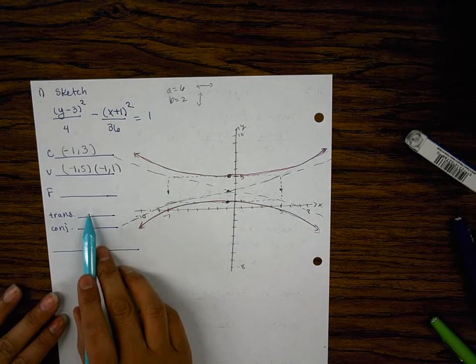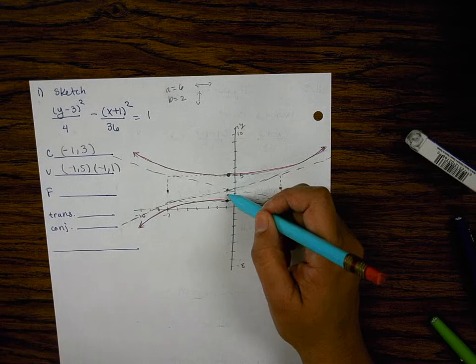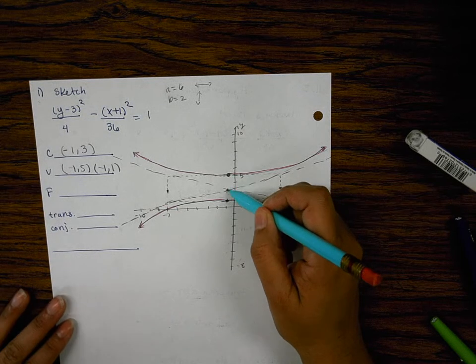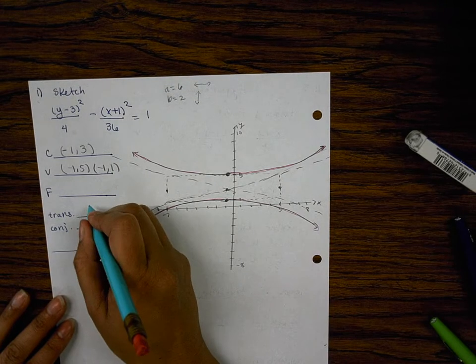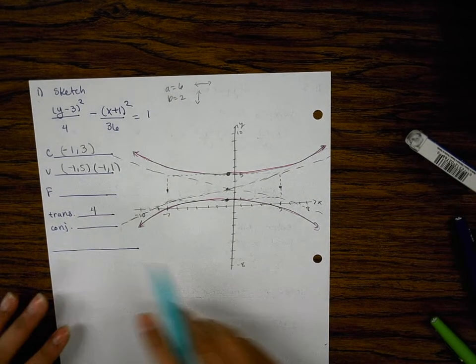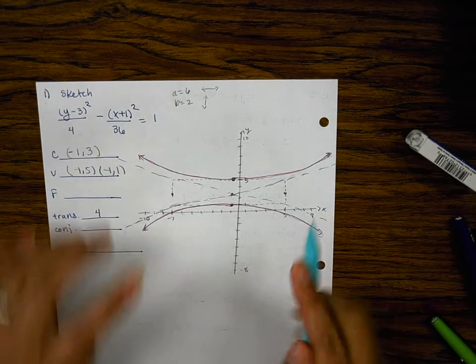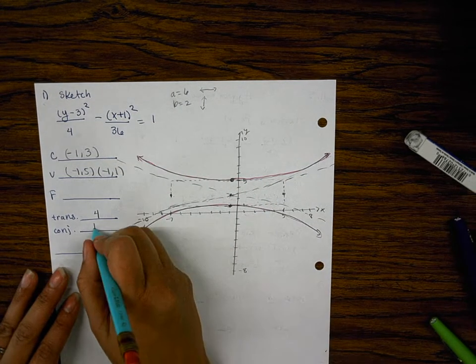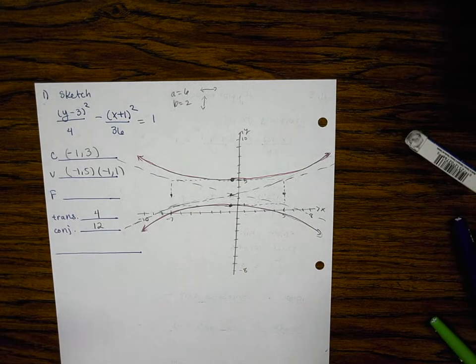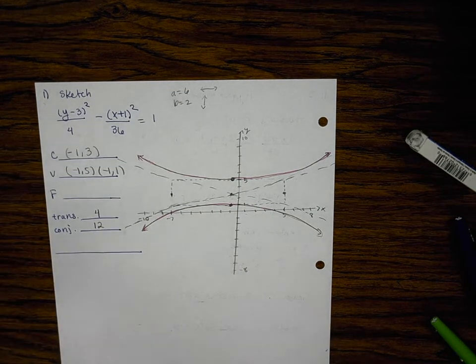Let's do transverse and conjugate really quick, because they're easy. Transverse is the length between your two vertices, which happens to be the smaller ones. They could be the longest, but in this case, they are the smaller. From here, I went up and down 2, total length of 4. Conjugate is the length between the 2 points that are not the vertices. If I went right 6 and left 6 from the center, that's a total length of 12. Transverse is not always smaller than the conjugate. It could be larger. It just depends on the problem.